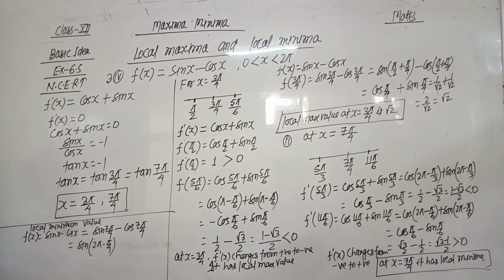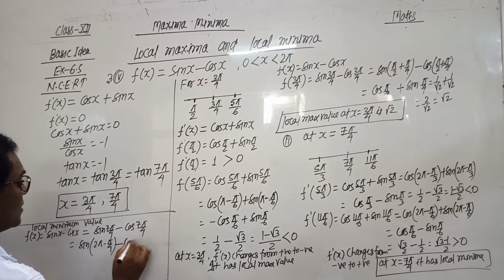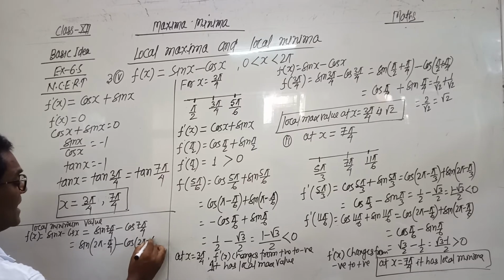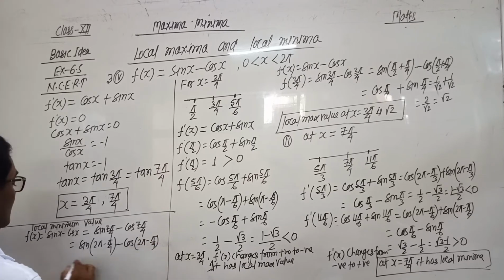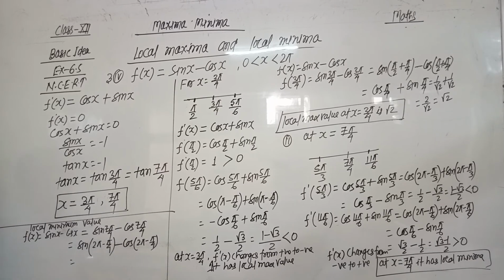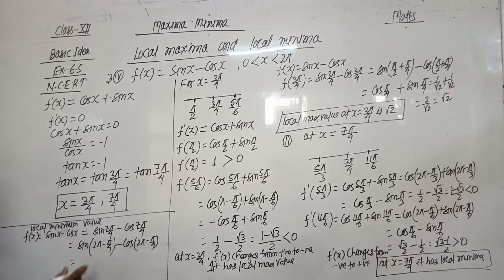2 pi minus pi by 4, 7 pi by 4. And this is written as cos of 2 pi minus pi by 4. So sin of 2 pi minus theta gives minus sin theta, means minus sin pi by 4.